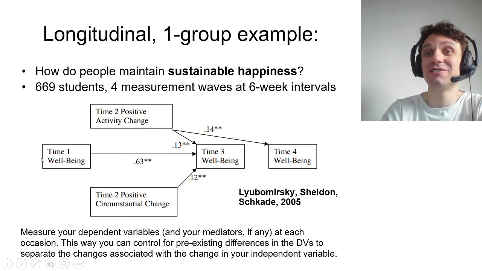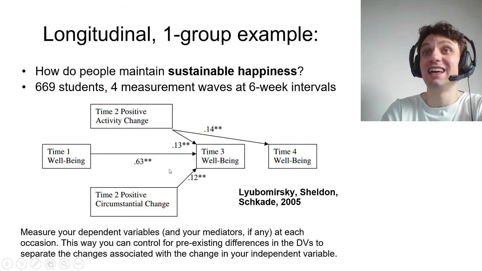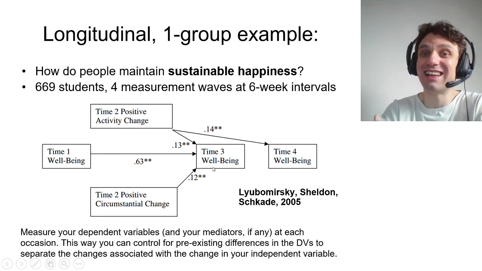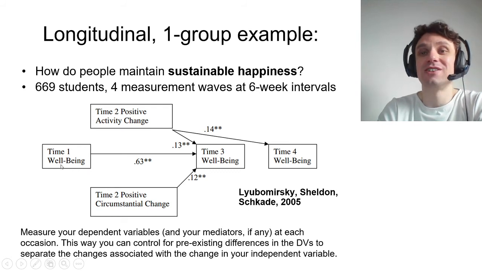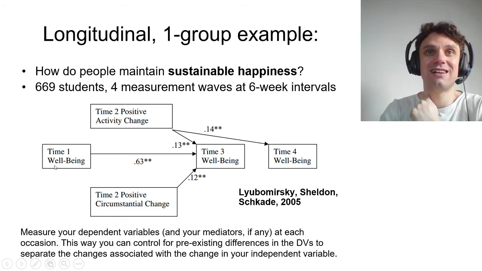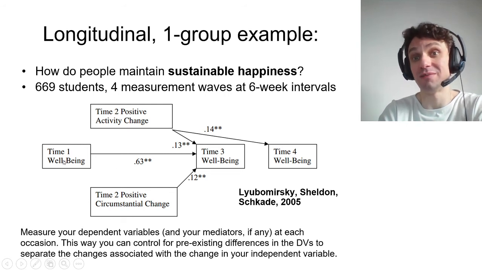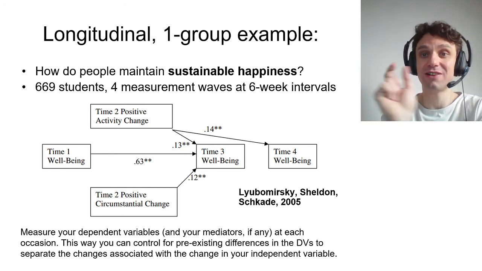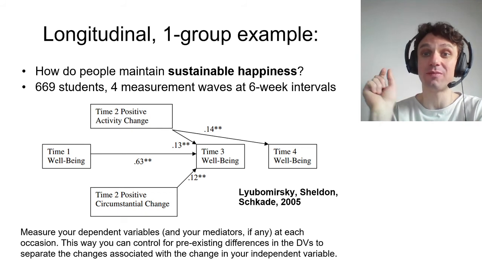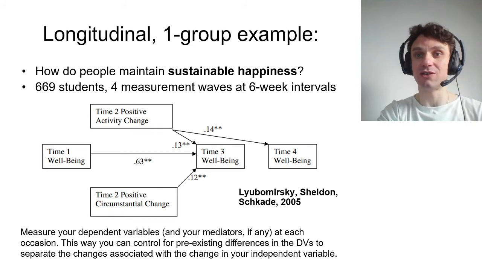Maybe pre-existing differences in well-being explain why people engage in more positive activities and why they, in the end, are happier, because they were happier at the beginning. So you need to have this time 1 measure of your dependent variable, even if no effect has taken place yet. And if you have several variables in your causal sequence, like predictors, mediators, dependent variables, it's best to have them all at all occasions.